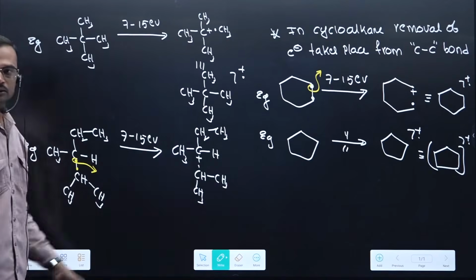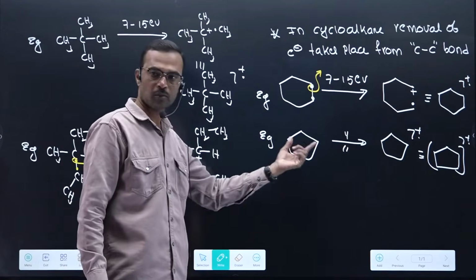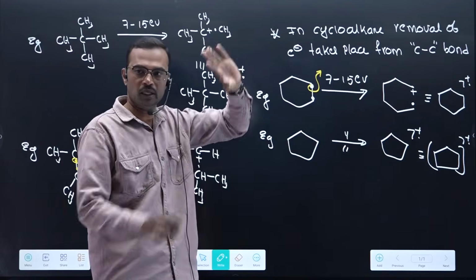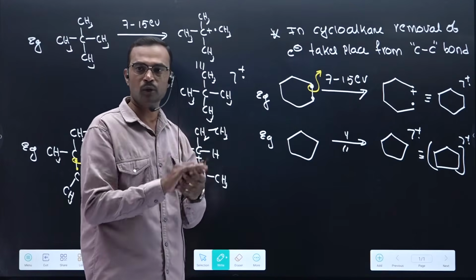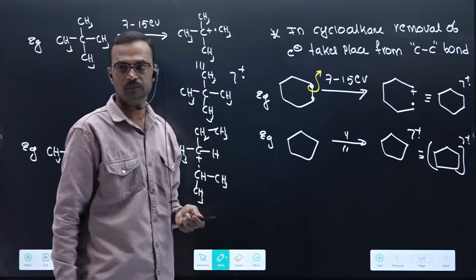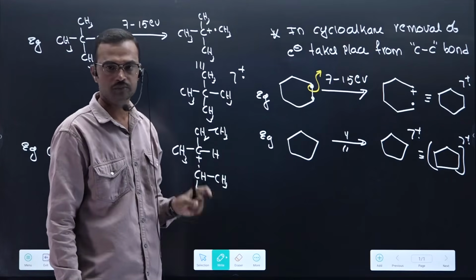For a 3-membered ring, 4-membered ring, 5-membered ring, 6, 7, 8, 9, 10, whatever the cycloalkane may be, always try to remove the electron between two carbons only. Don't remove from carbon-hydrogen.